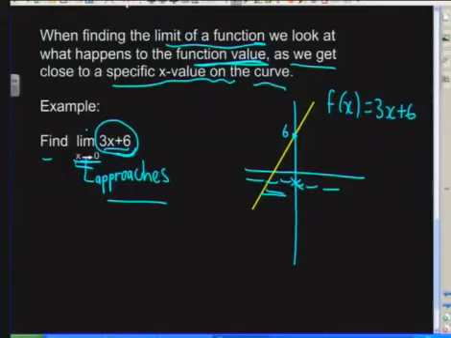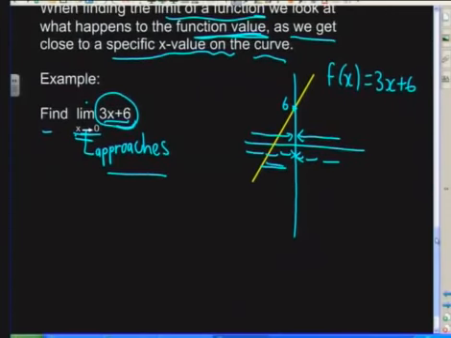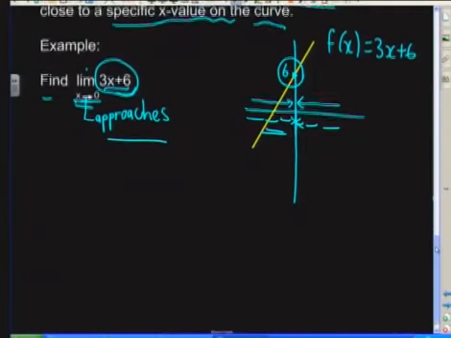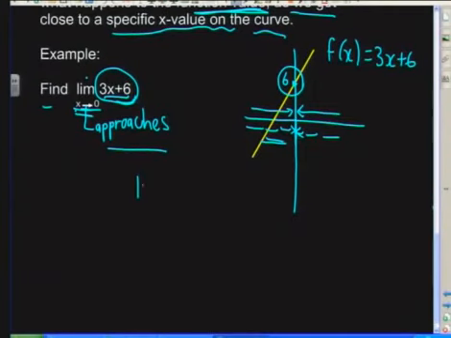Okay, so what happens to the function, the values of y, as x approaches 0 from the left and as x approaches 0 from the right? Now you can see from the graph that I've drawn that the function value will be 6 when x is equal to 0. So as x approaches 0, the function should approach 6, right? So how do we set this up? So we write the limit as x approaches 0 of 3x plus 6.